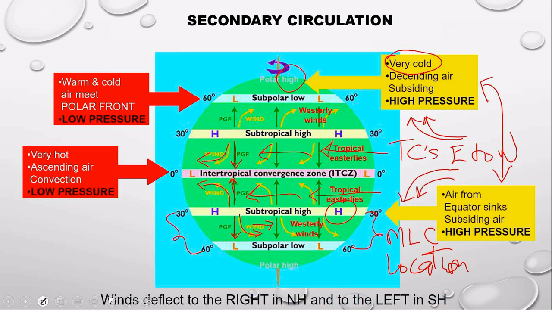Okay, let's wrap up the Coriolis force. Winds deflect to the right in the northern hemisphere and to the left in the southern hemisphere. Now, don't say to the left and leave the hemisphere, or say to the right and leave the hemisphere. It's never going to give you marks in the exams. It's going to give you trouble only. You'll get a 0 for that one.